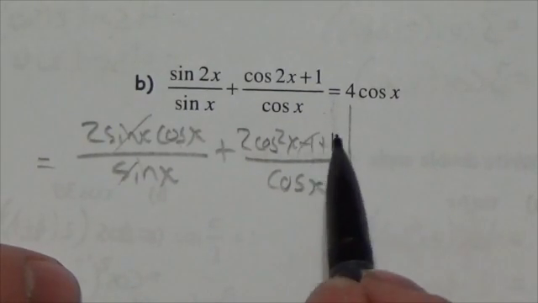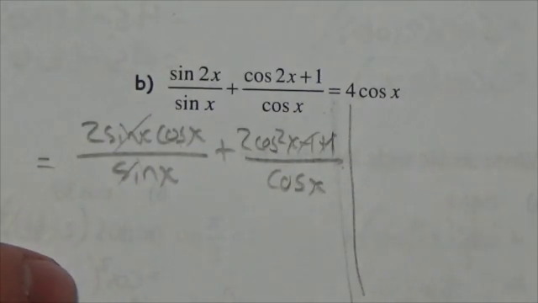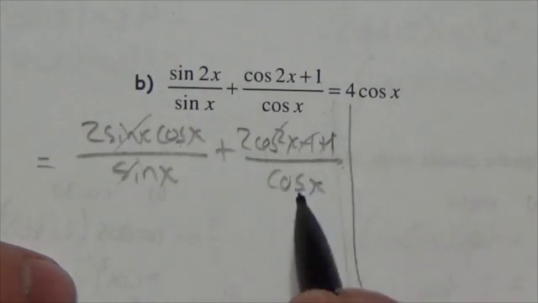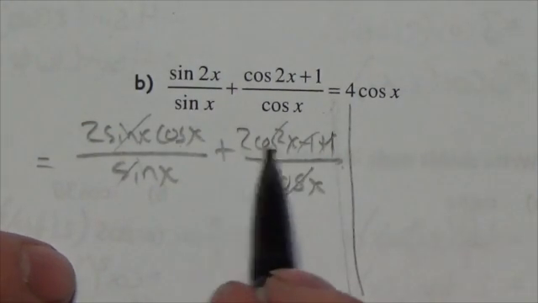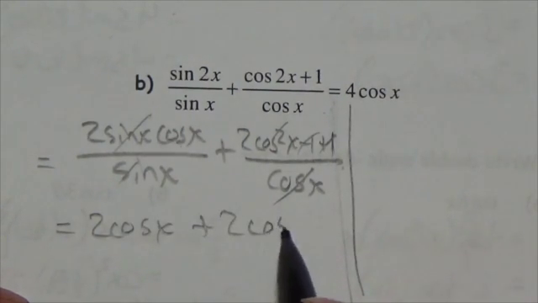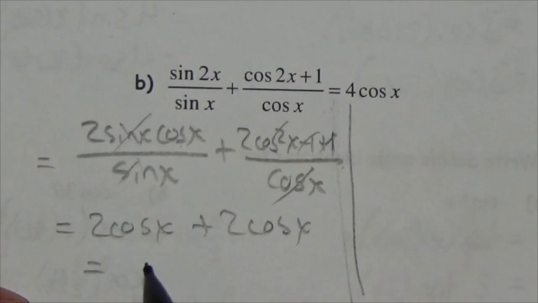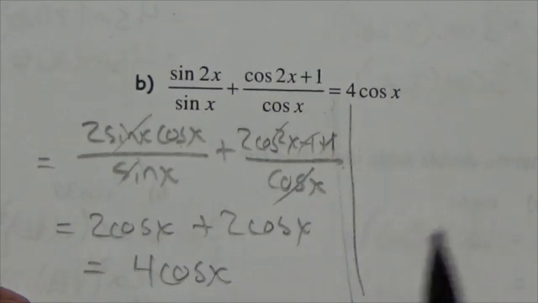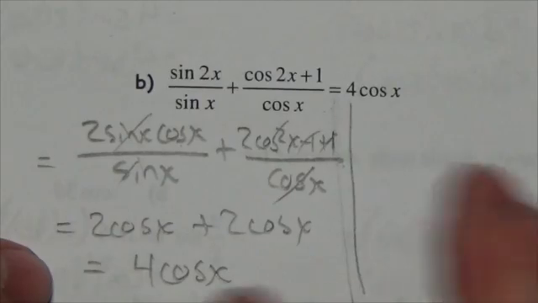Now, the minus 1 plus 1 cancel, okay? One of these cosine factors therefore cancels, and I'm left with 2 cosines. So this is 2 cos x plus 2 cos x. And so what we've got here is 4 cos x, which is exactly what I get on the right-hand side. So I proved it.